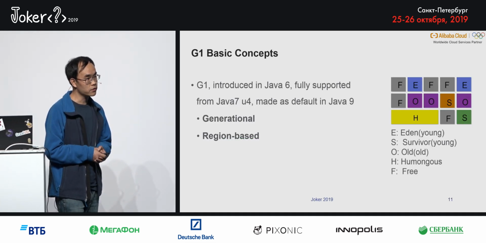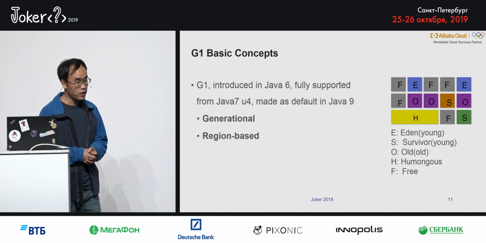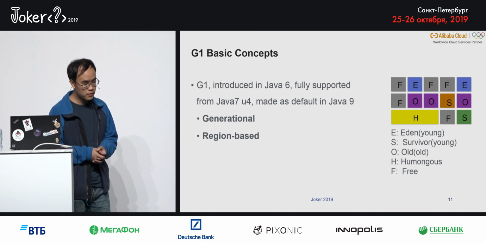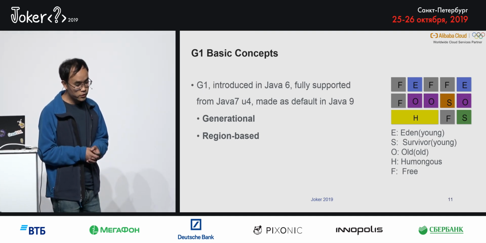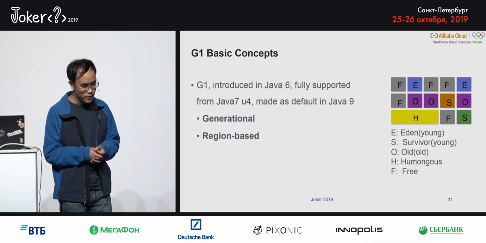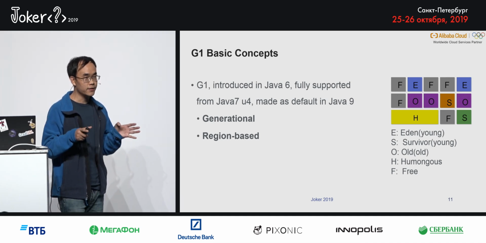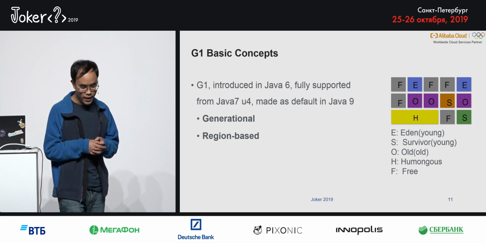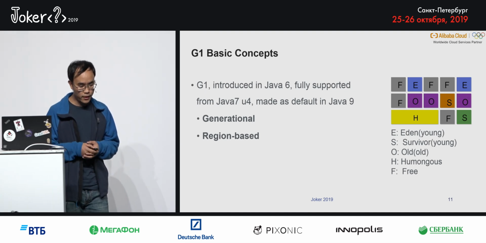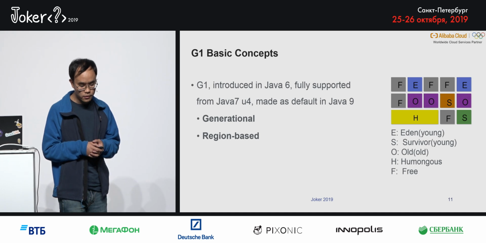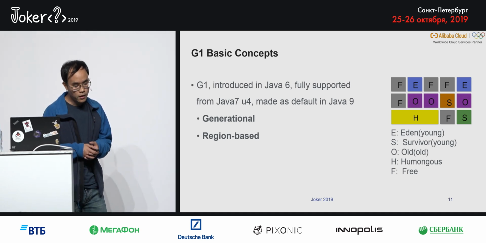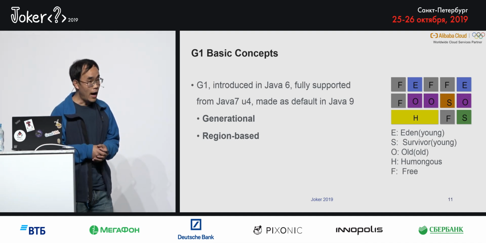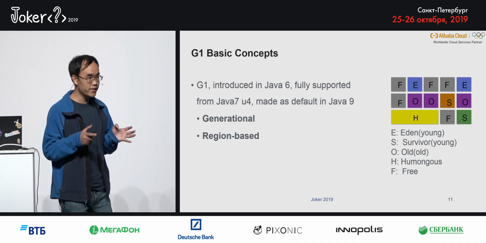Before I go to the details about the elastic heap, I think I need to go through the basic concepts used by G1. G1 was introduced in Java 6 and fully supported in Java 7. So G1 GC is a generational GC, and it divides the entire heap into equal-sized regions. It has 5 types of heap region. You can look at the picture. It has Eden region, survivor region, old, humongous, and free. So our elastic heap implementation is based on G1 GC.